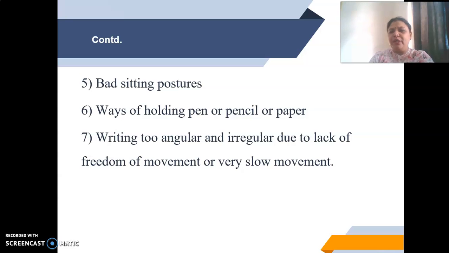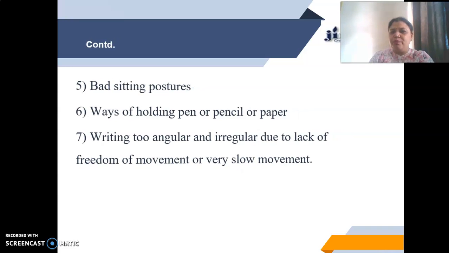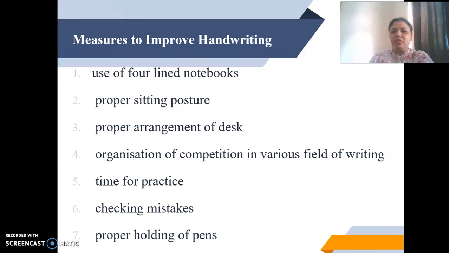Then what should we do, or being a teacher, what should she do to improve the handwriting of the students? So what are the measures to improve the handwriting? The very first measure is use of 4-lined notebooks at the initial stage. When students start learning how to write, if they use 4-lined notebooks, that makes them habituated to how to write and what kind of space or alignment they should follow.